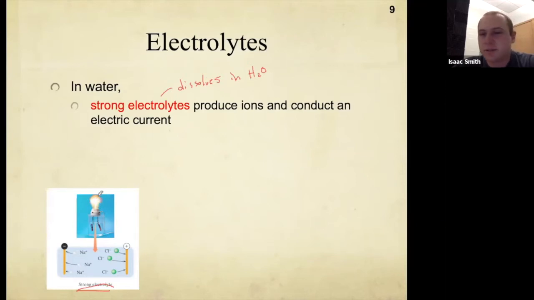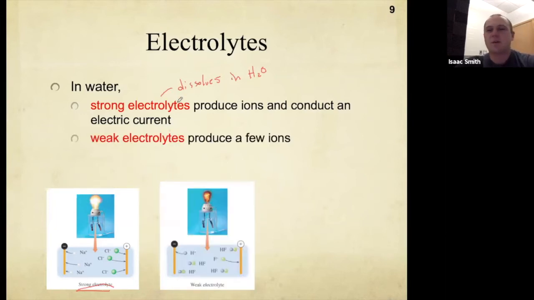If the light bulb is bright, basically, the brighter the light bulb, the stronger the electrolyte. So anyway, don't worry about that too much. Just worry about what I'm saying here, that strong electrolytes produce ions and conduct a current. And strong electrolytes are molecules that dissolve in water.